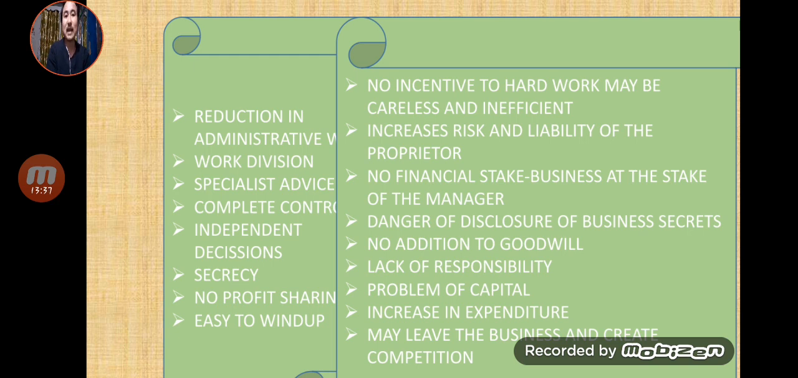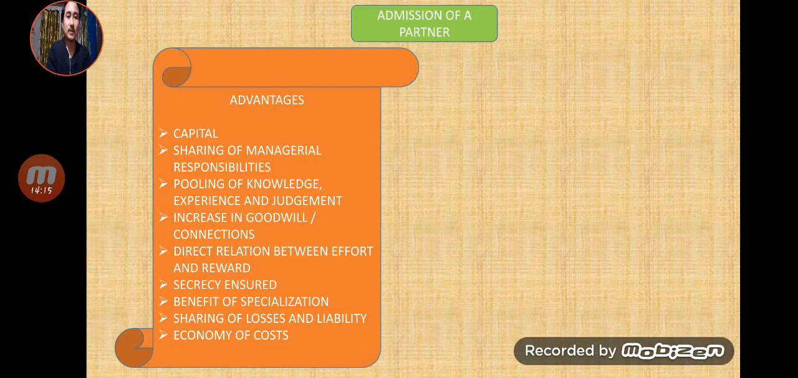So there will be a problem of capital, and an increase in expenditures. And the worst scenario, that manager might learn the skills, or might learn how to do the business, and may leave your business and start another business to create competition. So these are the disadvantages of hiring a manager, and there are both merits and demerits. So one needs to think about whether to go for a sole proprietorship, or whether to go for a partnership type of business. But right now let us move on to the next slide.